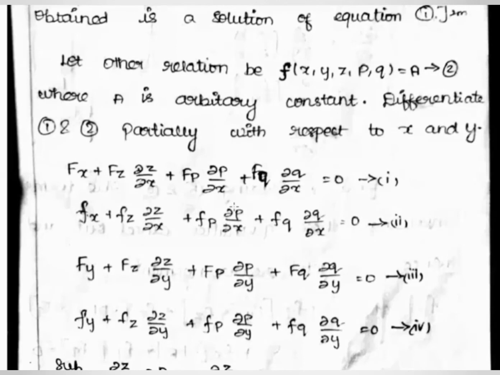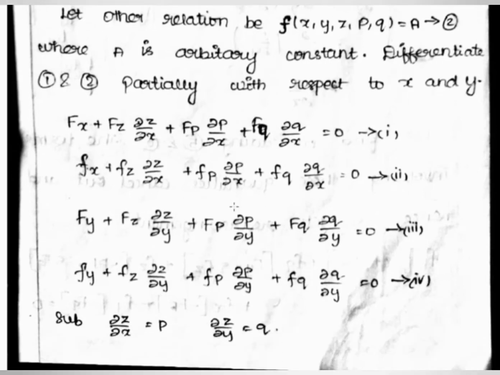So ∂p/∂y is ∂p by ∂y, and ∂q/∂y is ∂q by ∂y here. Make it equation number 4, and substitute the value ∂z by ∂x equal to p and ∂z by ∂y equal to q. You already know ∂z by ∂x equals p and ∂z by ∂y equals q, so you simply substitute in the above equation.